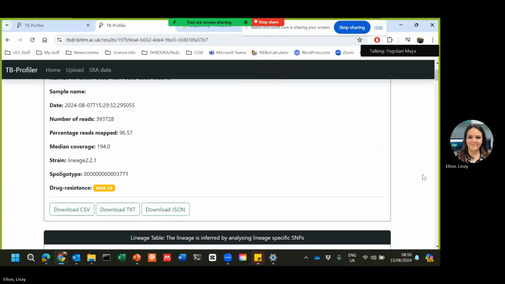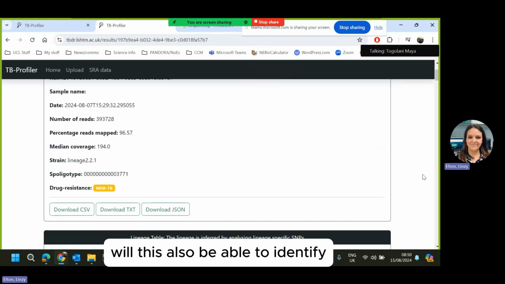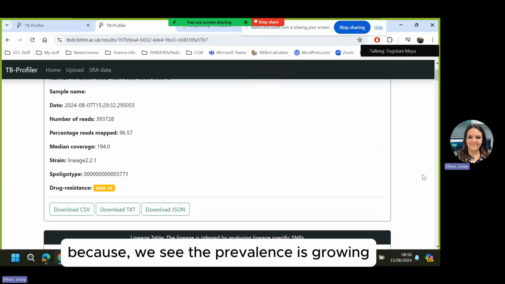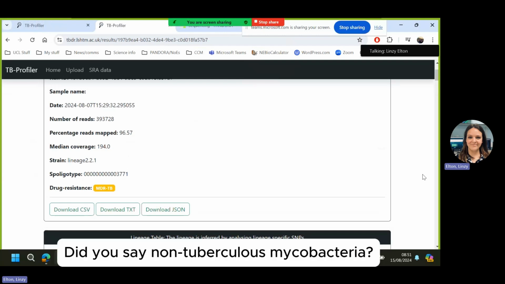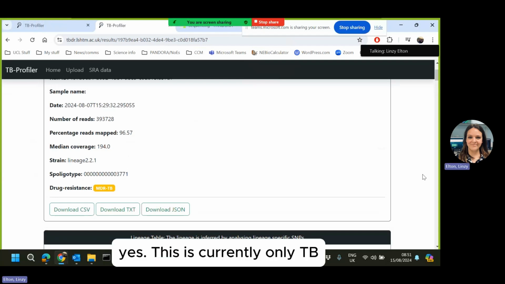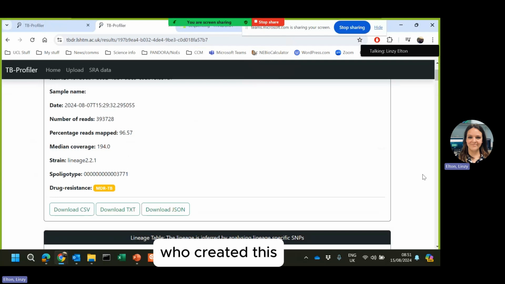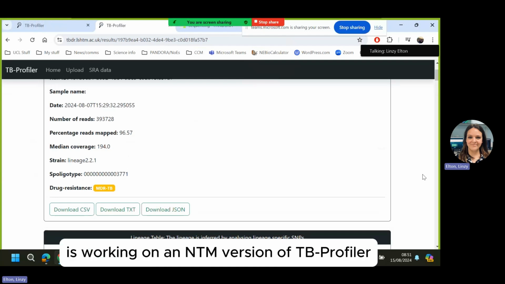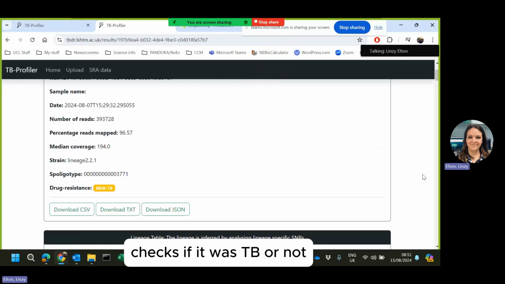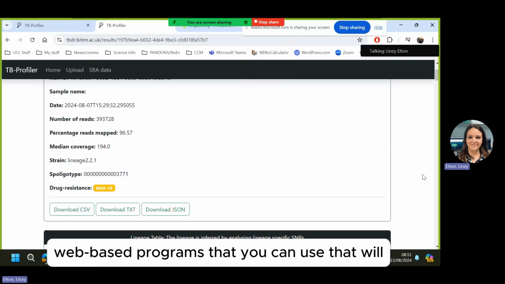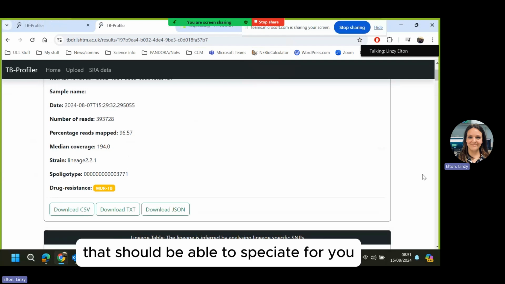Yes, additional question. Will this also be able to identify mycobacteria other than tuberculosis, because we see the prevalence is growing, and we think it's something that we should also pay attention to? Did you say non-tuberculous? Yes. Sure. So this is currently only TB, but I know that Jody Phelan, who created this, is working on an NTM version of TB Profiler. If you were looking to check if it was TB or not, there are various other online web-based programs that you can use that should be able to speciate for you.